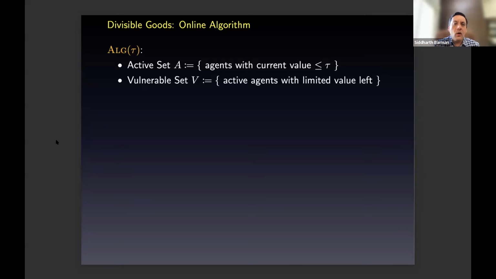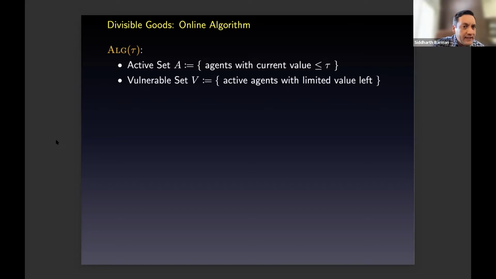So initially, all agents are active because they've only acquired, say, value 0, and if tau is positive, in that case, all agents will start out to be active. As the value increases for agents that cross this threshold, they have already acquired a value of tau, you sort of kick them out of the active set. You tell them, look, you have received enough, just be happy, go out.